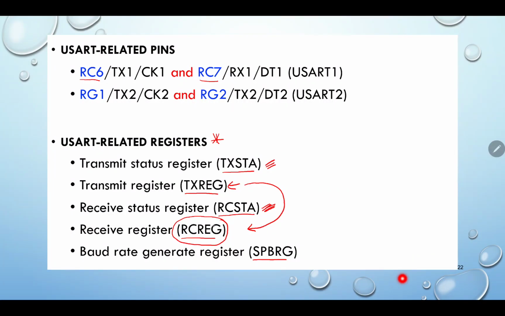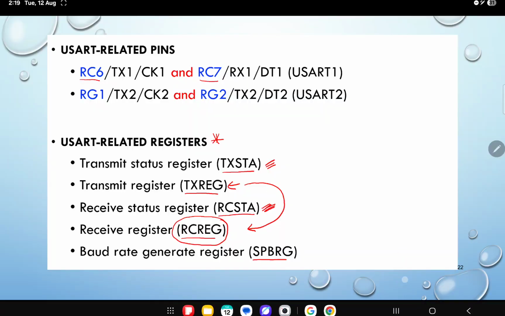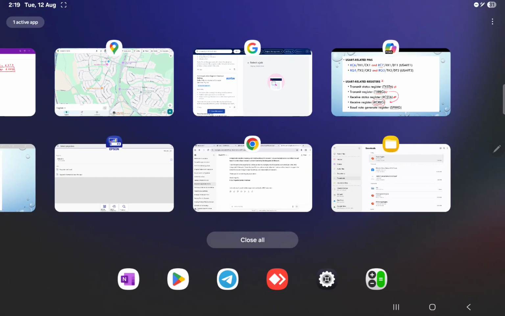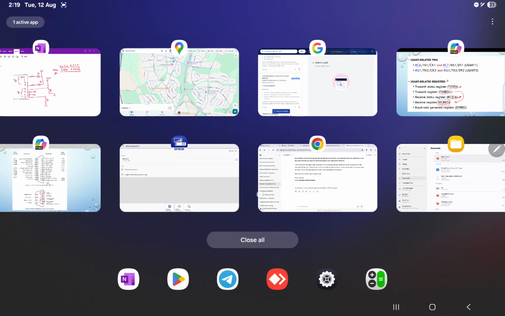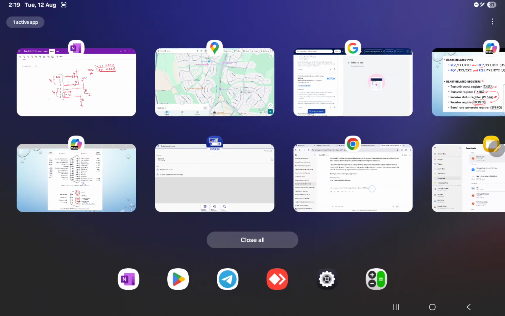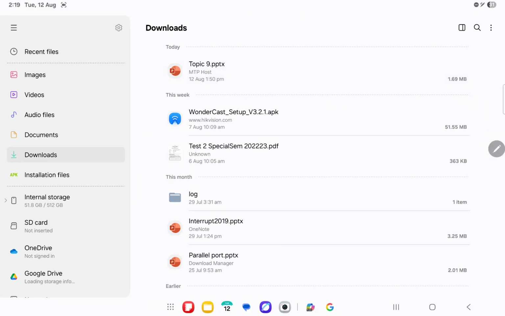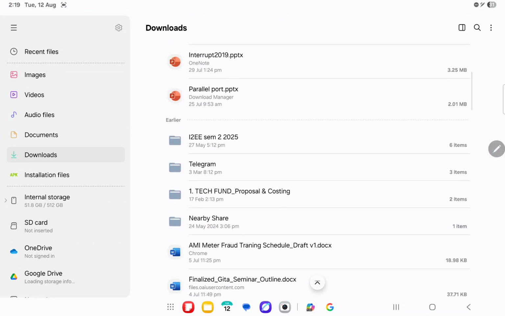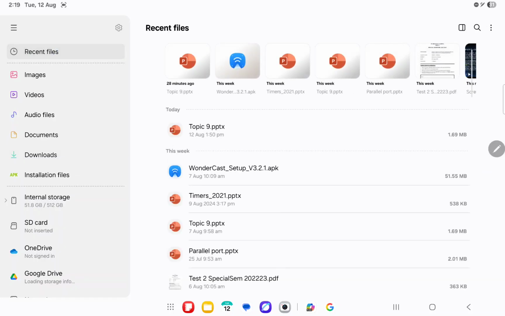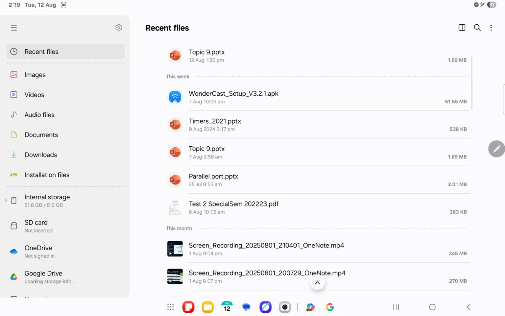So how do we know whether we have received the data or not? Just like how a timer has a flag, there is also one for the receive register. Let me see if we have, where's the instruction set? Just hold on.